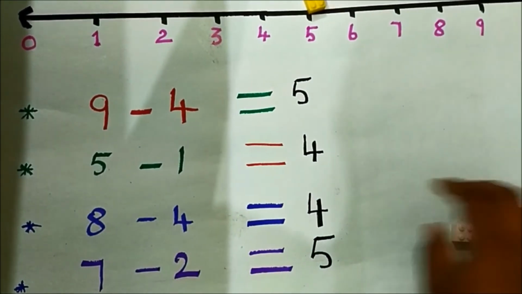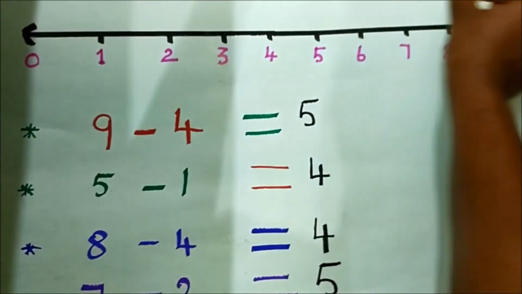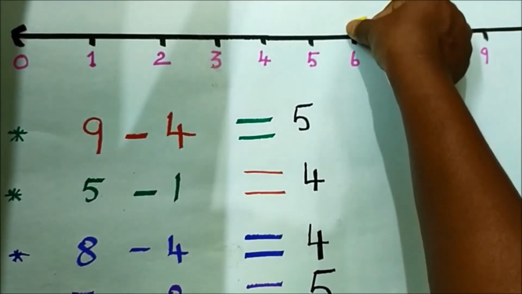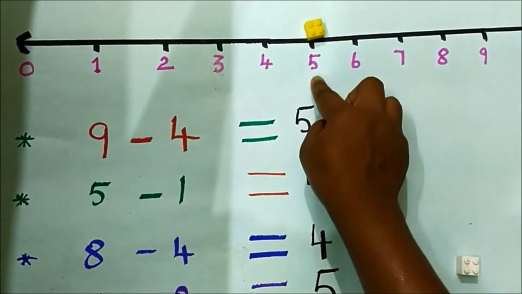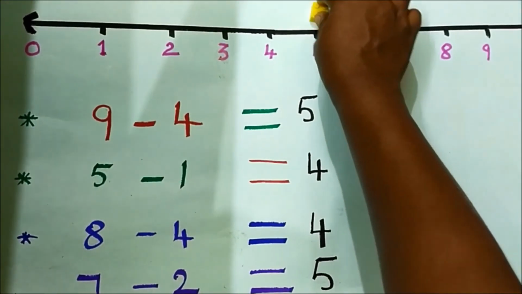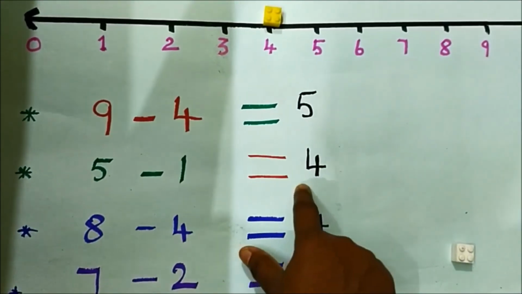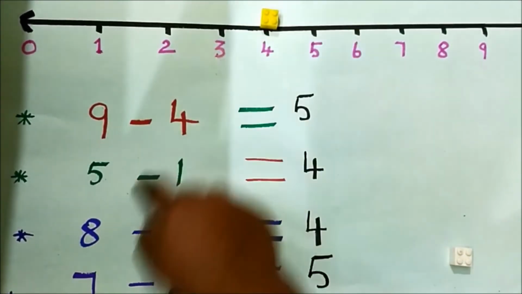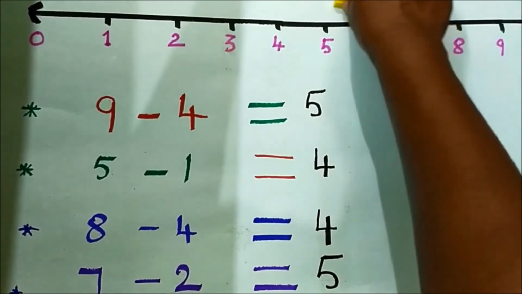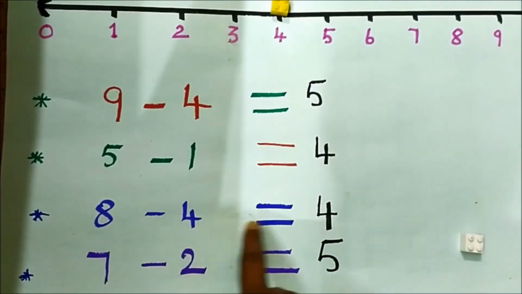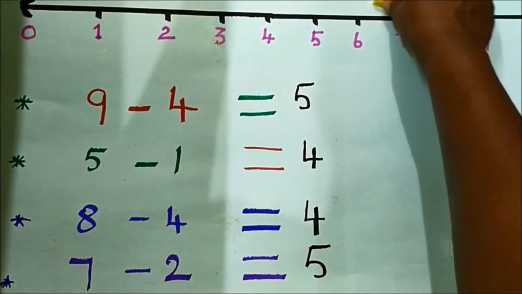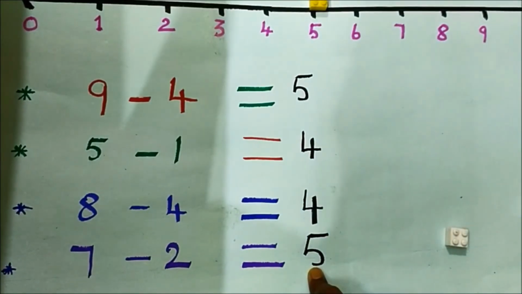Shall I do it again? So 9 minus 4. From 9 to 8, 1, 2, 3, 4. We got 5 as the answer. Then 5 minus 1. 5 to 4, 1. 4 as the answer. Then 8 minus 4. From 8, 1, 2, 3, 4. 4 as the answer. Next, 7 minus 2. 2 moves, 1, 2. So we got 5 as the answer.